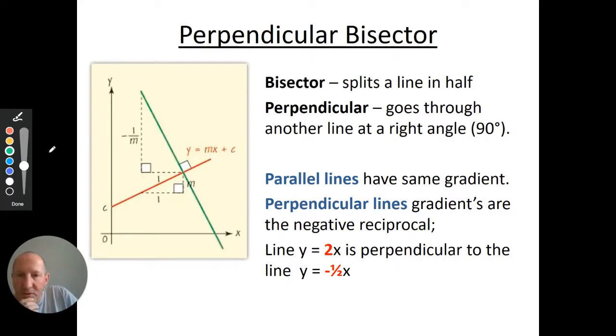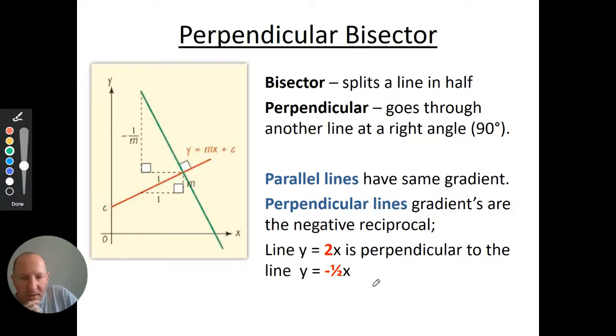We'll be going back to the questions in a minute, but just for the last thing that you need to know, perpendicular bisectors. A bisector splits a line in half, goes through the middle of it. Perpendicular makes a right angle. So here we've got a perpendicular bisector. It's going through the middle of that line and creating a right angle.